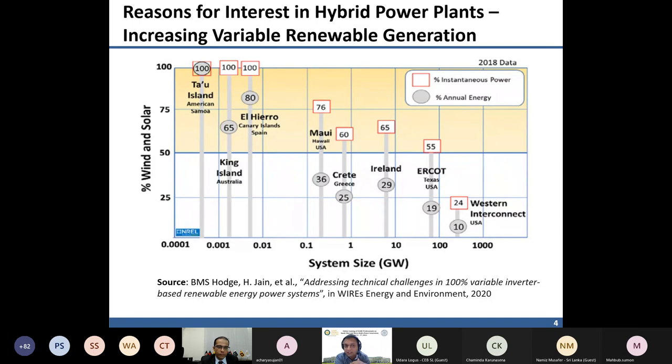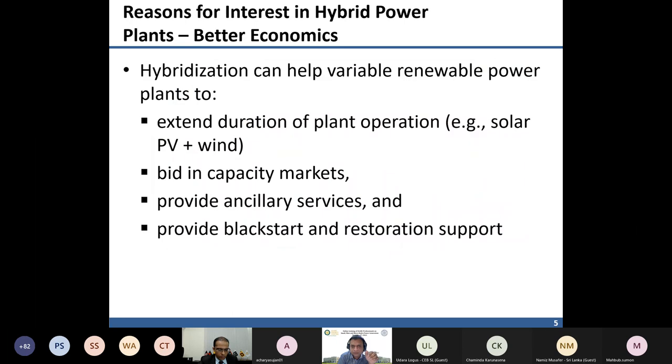And that's one of the main reasons driving this interest in hybridization of power plants. Then there are also better economics that you can get with hybridization. Some of the benefits that you might get are extended duration of plant operation. You can easily conceive that, let's say you have a solar PV plant and a wind generation asset, then you can also provide power from that generator at night.